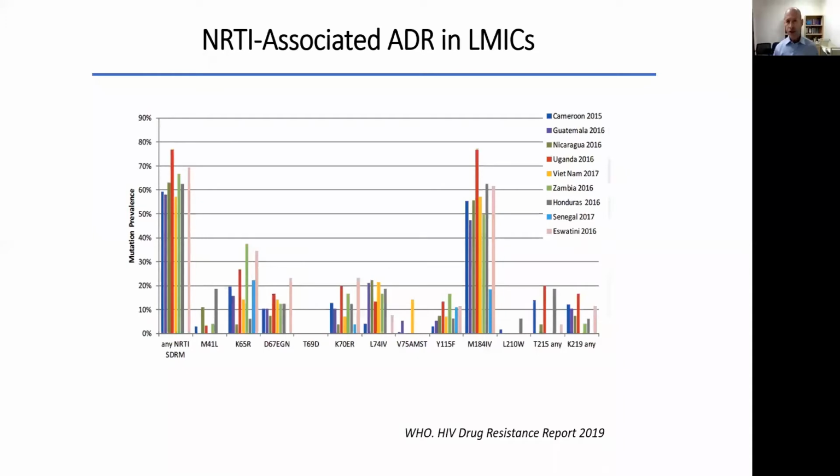This slide shows the most common mutations observed in recent WHO surveys of acquired drug resistance. The most common mutations are M184V and I, observed in more than 50% of patients, and a lower proportion develop the classical tenofovir resistance mutation, K65R, in about 30% of persons.